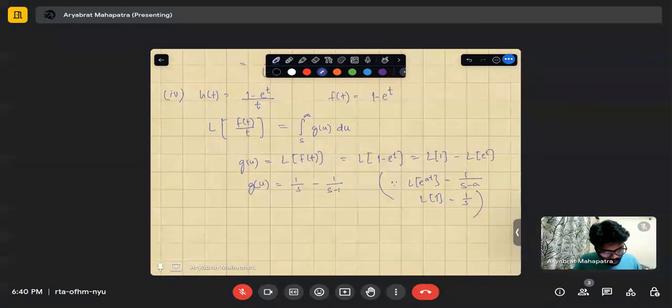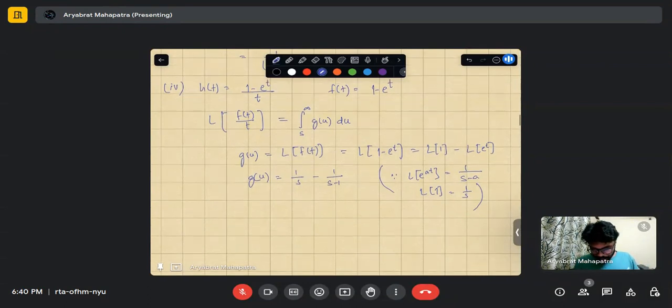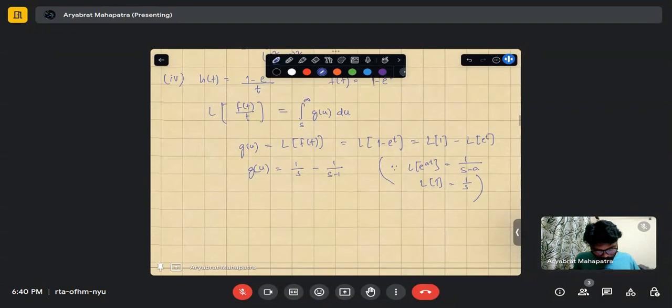It's basically the Laplace transform of exponential of at. The Laplace transform of 1 is also the Laplace transform of exponential of at, where your a is basically 0. So you have your g of u, then you can simply use your g of u to get the final Laplace transform. So I can just write here: you have to integrate from s to infinity g of u du. So here this is what you have to evaluate.